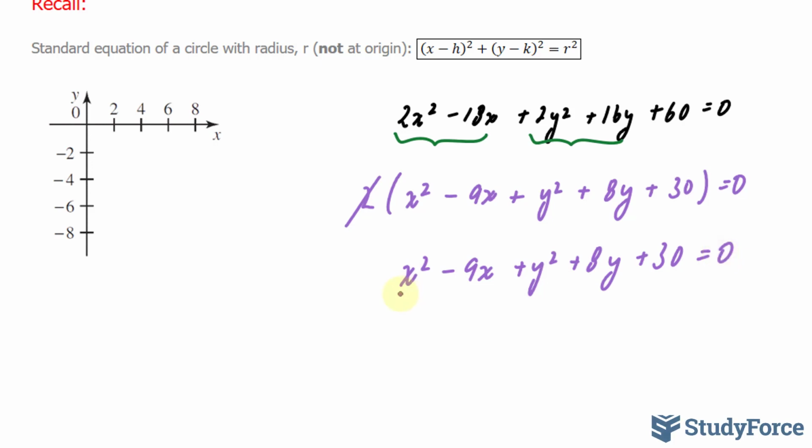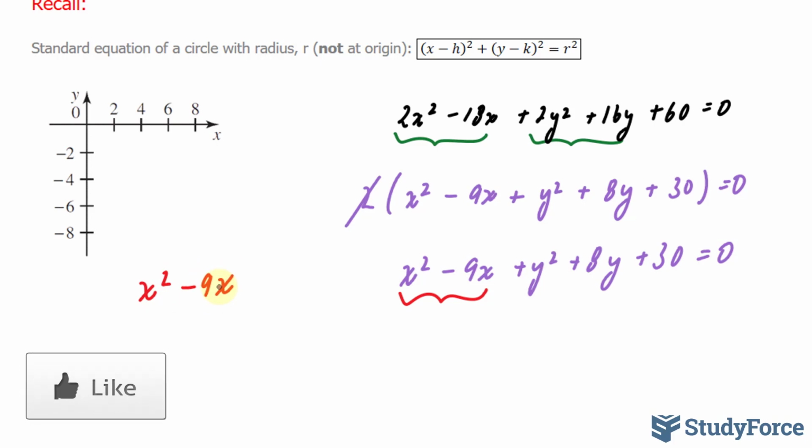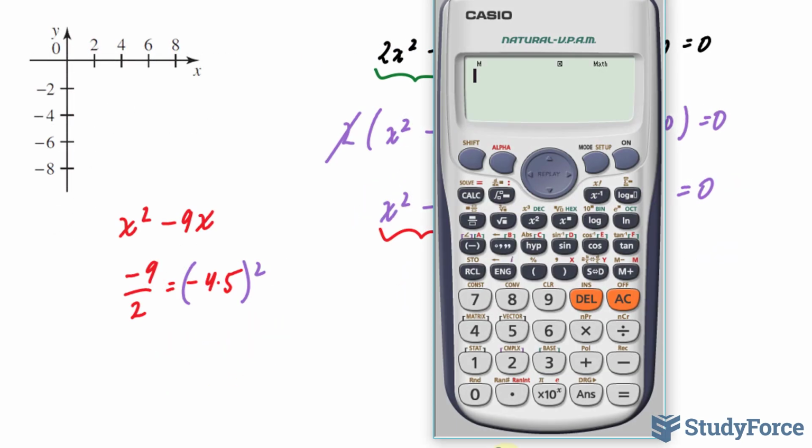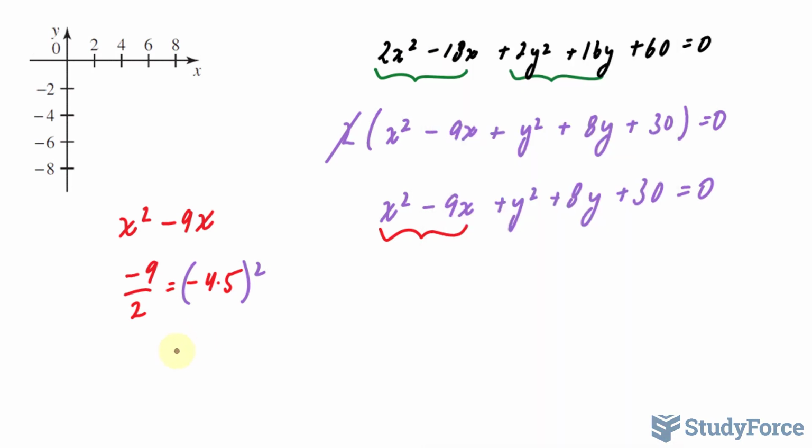As mentioned earlier, I'll complete the square for this first. We have x squared minus 9x. To complete the square, you need to locate your b coefficient. Your a coefficient is 1 and your b coefficient is negative 9. You take negative 9, divide it by 2, and you end up with negative 4.5. You take negative 4.5 and square it. Let's find out what negative 4.5 to the power of 2 is equal to. We end up with 81 over 4.